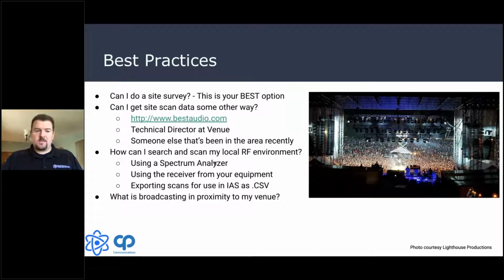Obviously, a spectrum analyzer is usually the best way to do it, but if you've got a wireless mic receiver, a number of wireless mic receivers with the software that the manufacturers provide have the ability to do scans. It's typically just a scan of the tuning bandwidth of that receiver, but still that's far better than no information about your local environment at all. So if you don't have a spectrum analyzer, try scanning with your receiver.